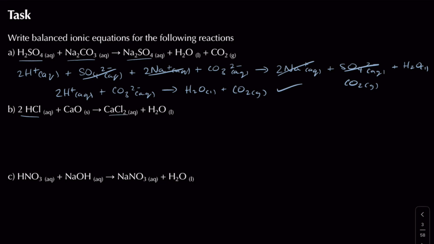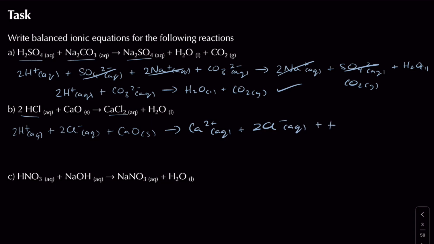So in that case, I end up with 2 lots of H+, and that's going to be aqueous as well. And then I end up with 2 lots of chloride too, which is also going to be aqueous. And then we end up with 1 lot of calcium oxide, which is a solid that can't be dissociated, of course. And then we end up making our calcium ion, which is going to be calcium 2+, and that's going to be aqueous, plus 2 lots of chloride ions, which is also going to be aqueous. And then we also end up with water over there, which is going to be a liquid. Now what can we cancel?